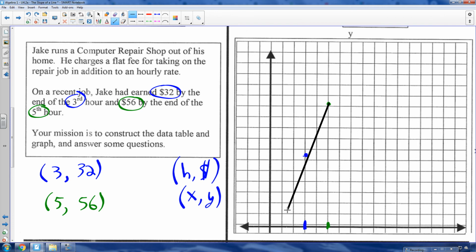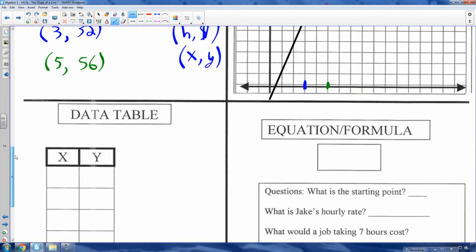Oh, interesting. Okay, let me just check my data here. Make sure I haven't messed anything up. 5, 10, 15, 20, 25, 30, 32. Okay, that's after 3 hours. After 5 hours, 5, 10, 15, 20, 25, 30, 35, 40, 45, 55, 56. So we should be right around here. So I think this is what our line should kind of look like, something like this, right? Interesting. And this much here. Okay, well, let's try to keep on going from this, okay?